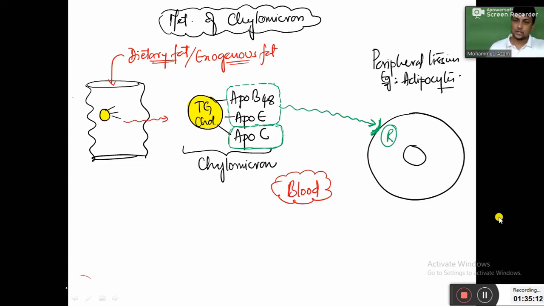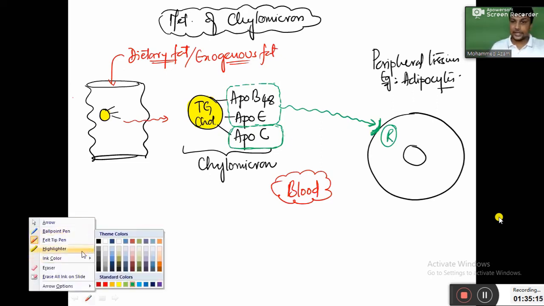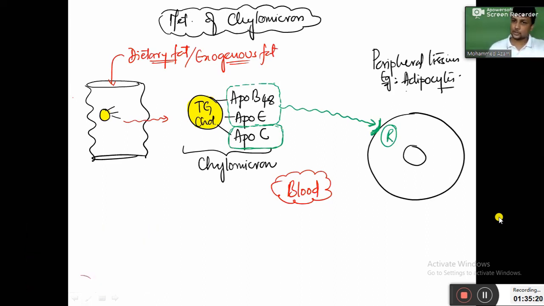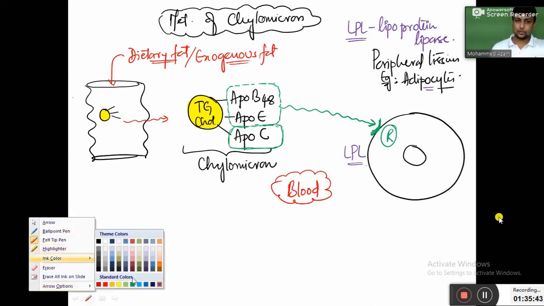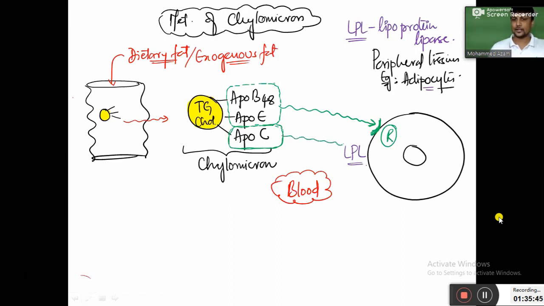What will ApoC do? Now here what will happen is, near the peripheral tissue only you have an enzyme. Near this adipocyte only you have an enzyme. The name of the enzyme is LPL. I will write down the full form here. LPL stands for lipoprotein lipase. What is the full form of the enzyme, sir? Lipoprotein lipase. And what is the function of ApoC? ApoC will actually go and activate this enzyme. Yes, LPL, sir. What will it do? It will activate LPL, sir.